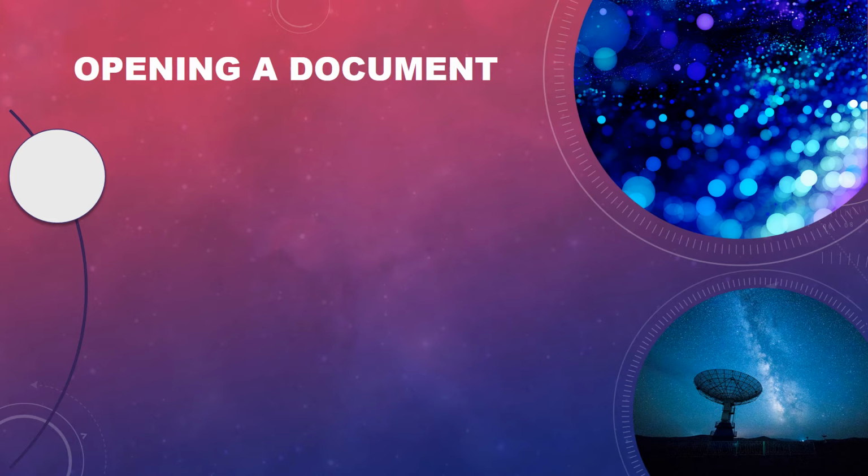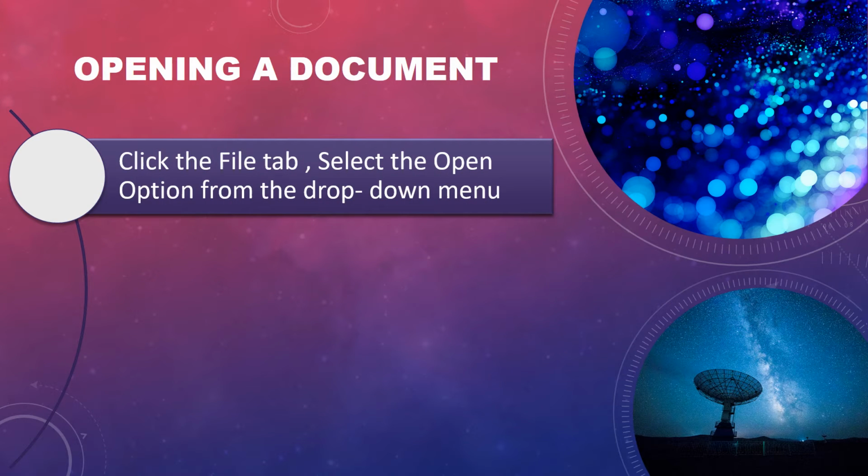Now let us learn how we can open a document. As we had already saved a document, in the future if we require to see that document again, we can easily open that. How can we open it? Just click on the File tab and select the Open option from the drop-down menu. As you can see, there are many other options, so you need to choose the Open option.